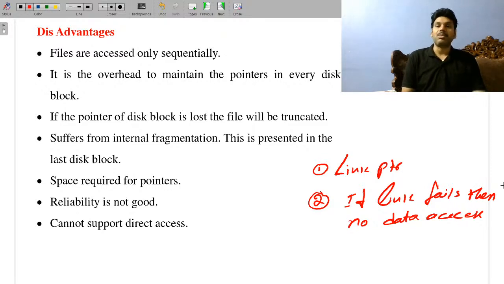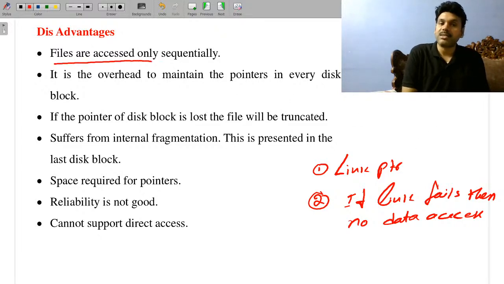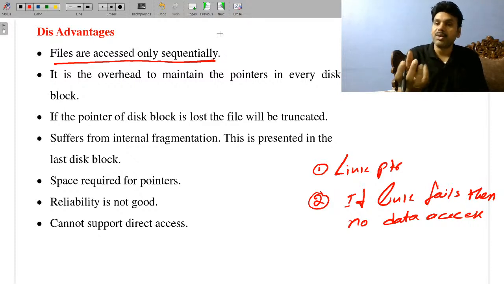So these two are major drawbacks in this. The files are accessed sequentially only. Why sequentially? First the linked block, then it gives the addresses of the next blocks. It cannot be accessed randomly. Middle block data you cannot access. If you want to access middle block data, you need the previous address.